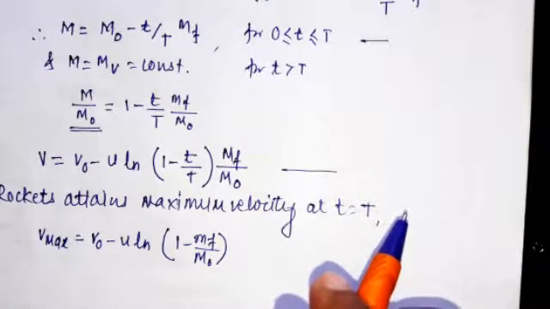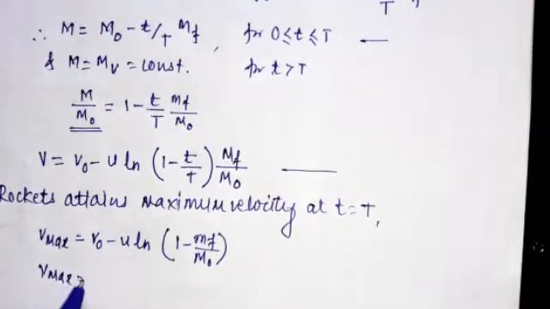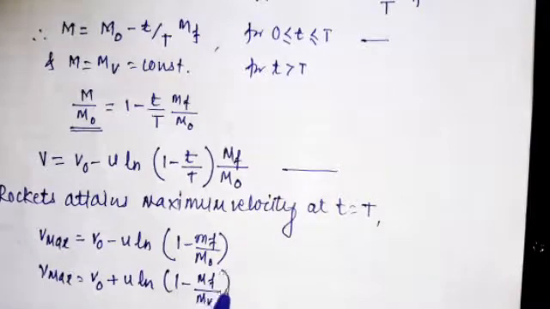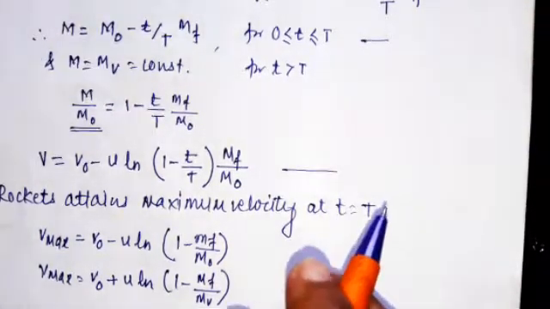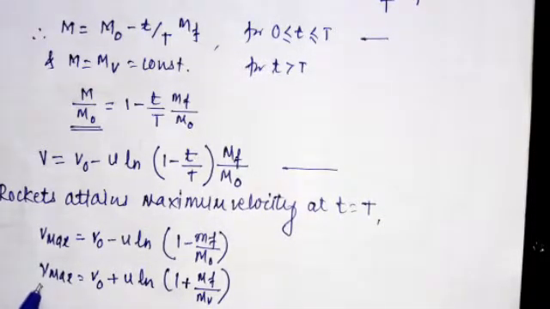So this maximum velocity we can write as V0 plus u into natural log of 1 plus mf upon mv. This above equation shows that the larger the value of mf upon mv, the larger the velocity. If this term is maximum, then there will be a maximum velocity.